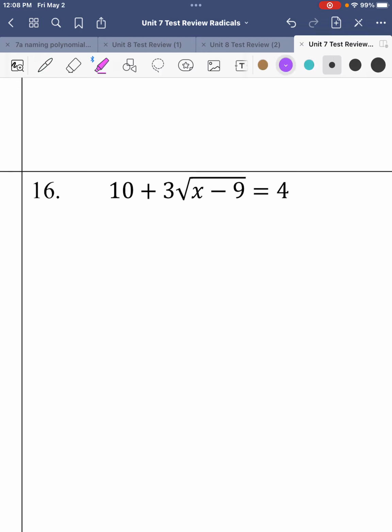And number 16, isolating the radical. The radical's right here. I have 2 operations on the outside. Hopefully you see a multiplication here and addition. The number that's being multiplied is the 3, and the number that's being added is the 10. So the number that's being added is what we need to do first. Remember, it's the reverse order of operations, GEMDAS, with these.